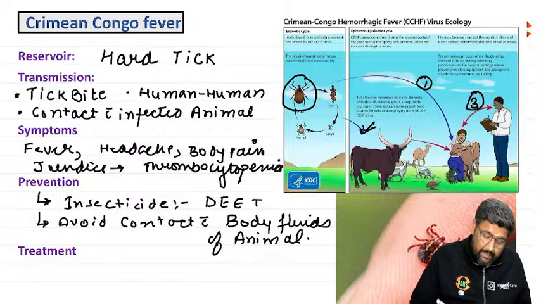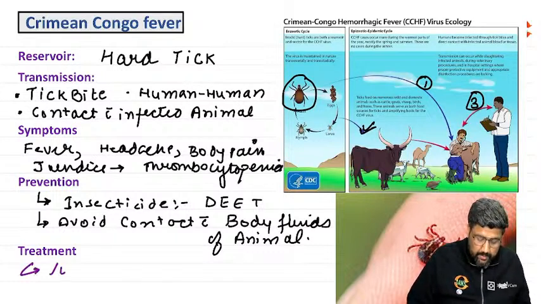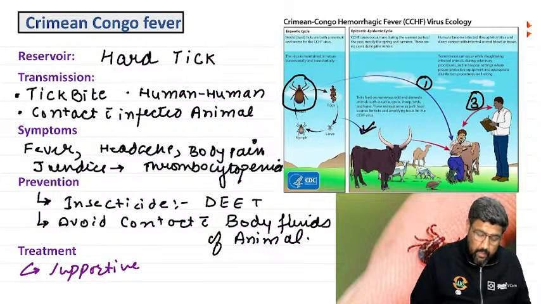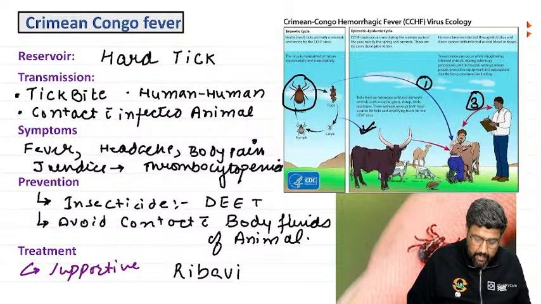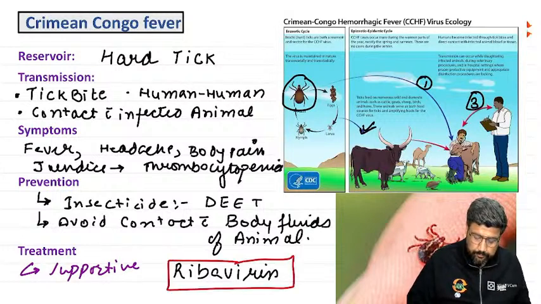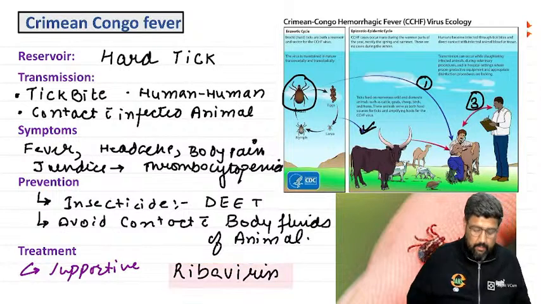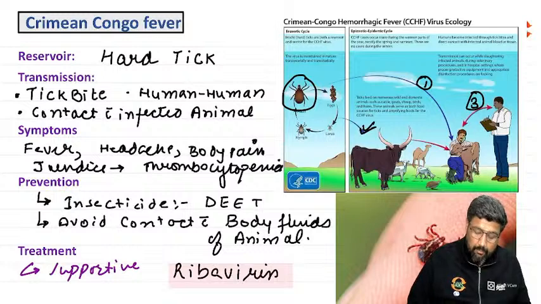The treatment is, majority of the treatment is supportive. We can give ribavirin. Antiviral ribavirin can be given. So this is Crimean Congo hemorrhagic fever.